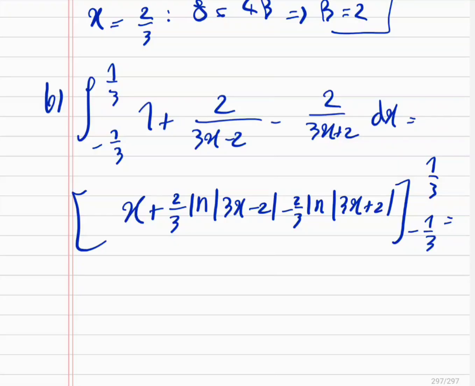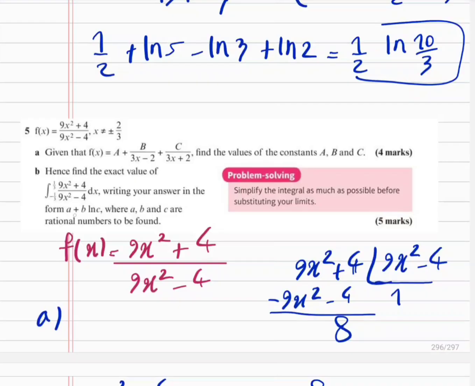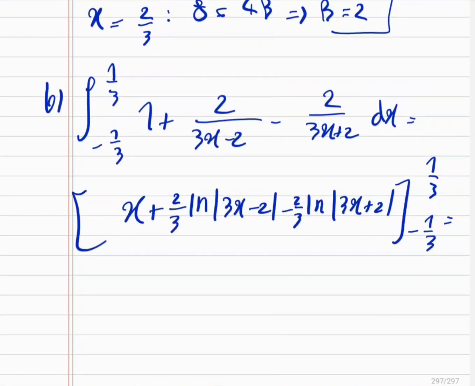For simpler calculation, it's better to simplify inside, or actually we can even continue without simplifying, so it won't be a big deal because we have 1 over 3. It's not too bad. First, let's see if they have asked for a specific form. Yes, they want the answer in the form a plus b ln c.